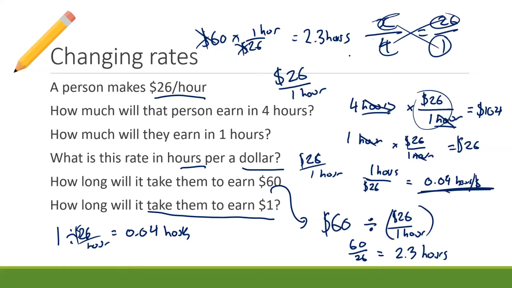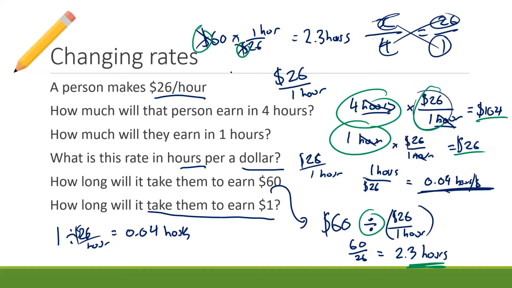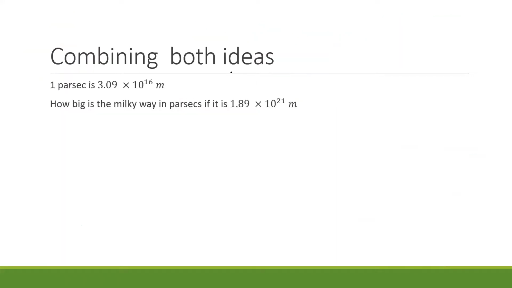If I have an amount of time, I just multiply it and the hours cancel out and that gives me an amount of money. If I have an amount of money, what I do instead is divide it and then that will give me an answer in the amount of time, because ultimately what I do is cancel out this money term. And that's going to be really important. And then you can actually combine these ideas.